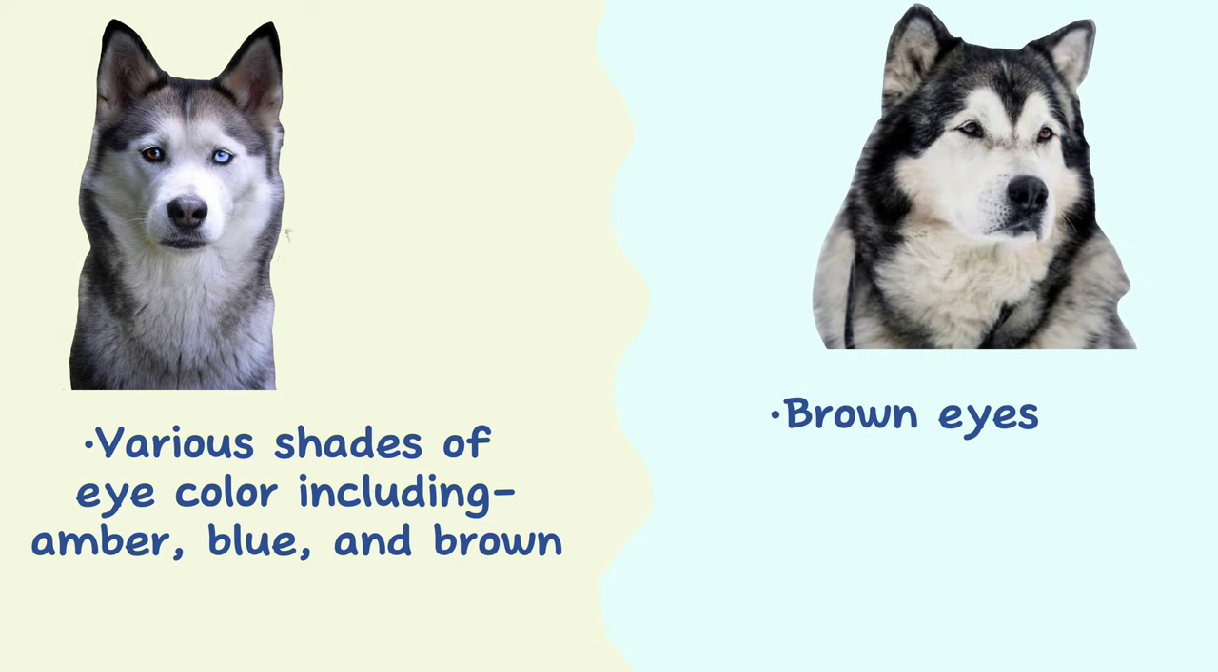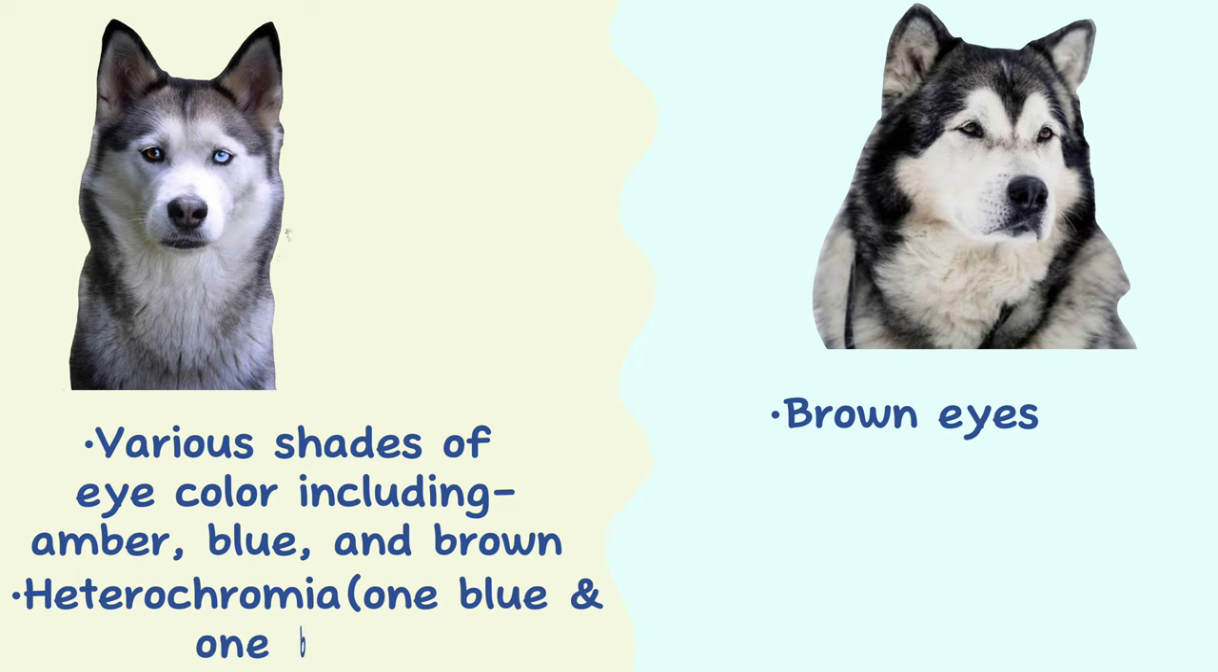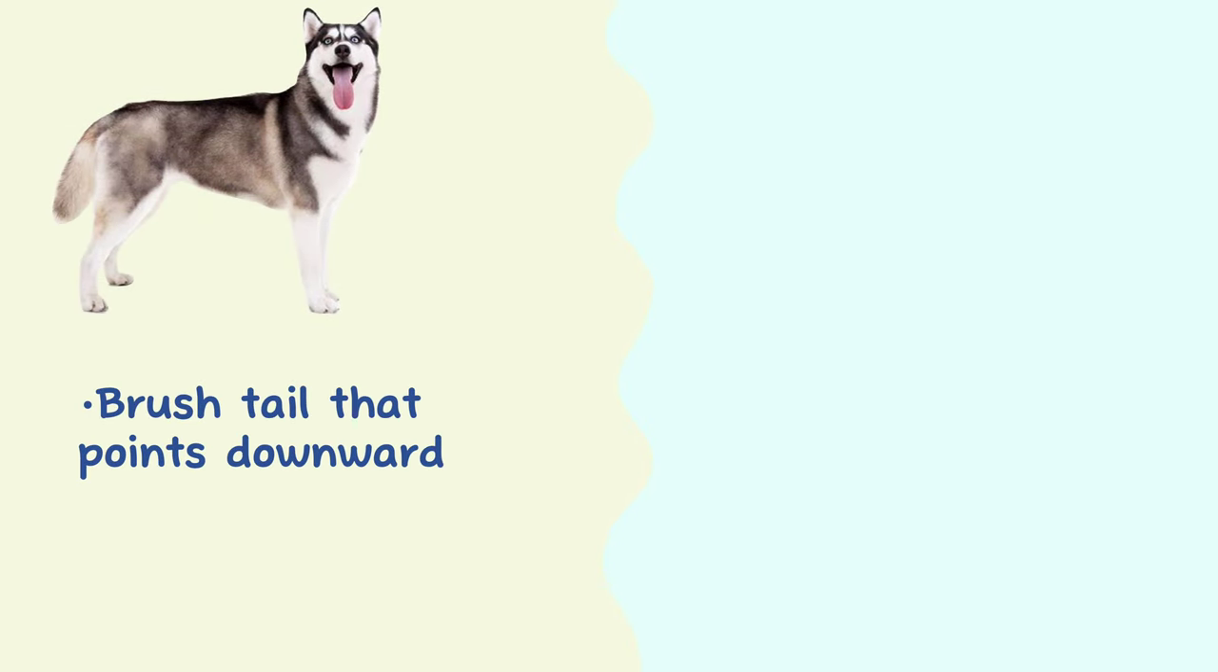Eyes. Siberian Huskies are more likely to have various shades of eye color, including amber, blue, and brown, while Malamutes tend to have brown eyes. Huskies might also sport one brown eye and one blue or even half blue and half brown eyes, which is known as heterochromia.